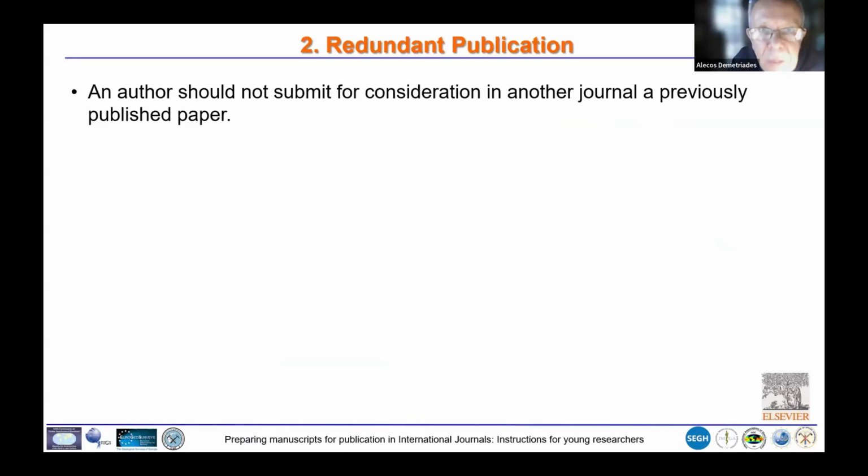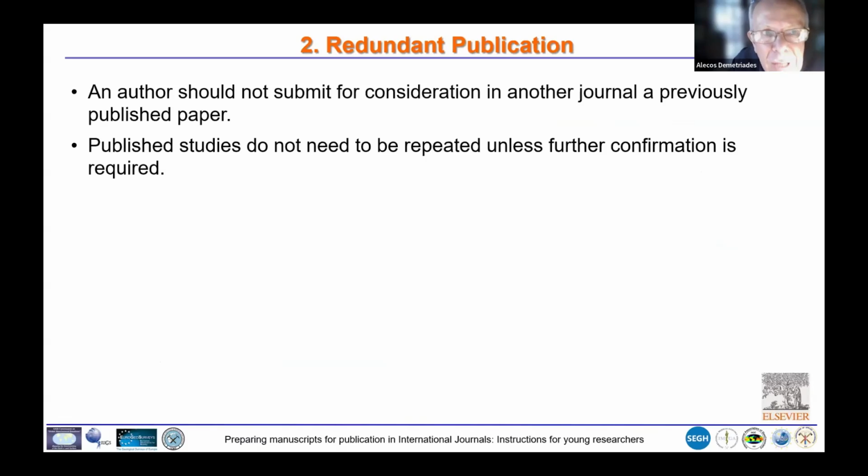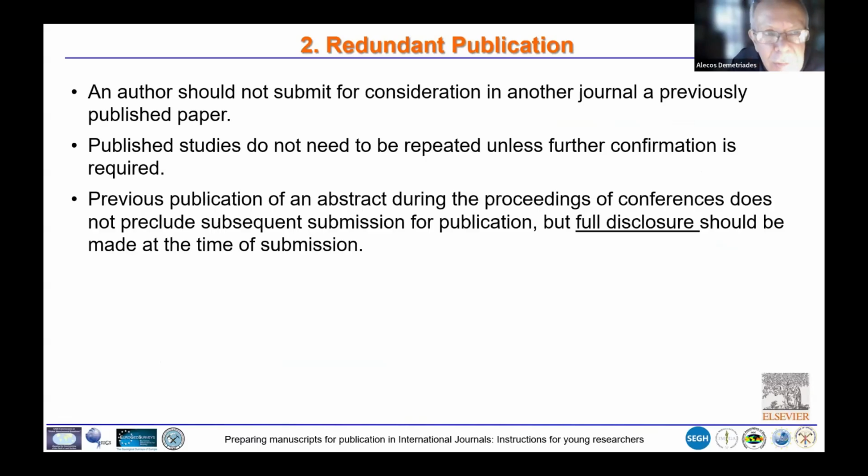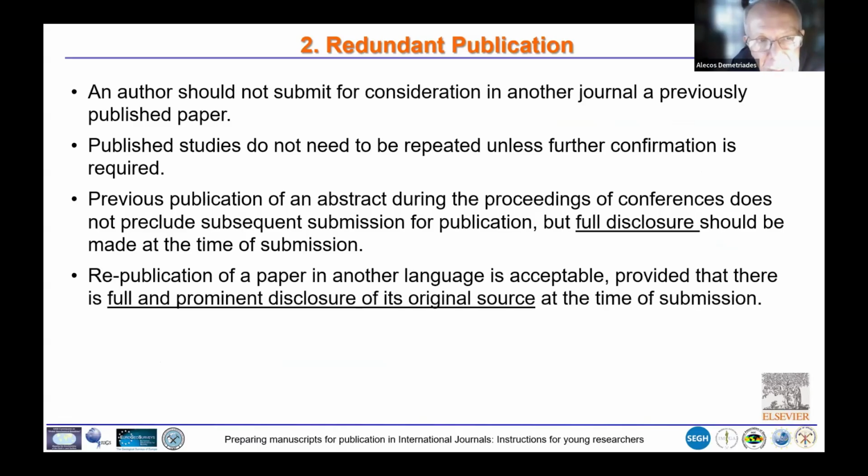Redundant publication. An author should not submit for consideration in another journal a previously published paper. This is completely wrong and unethical. Published studies do not need to be repeated unless further confirmation is required. Previous publication of an abstract during the proceedings of a conference does not preclude subsequent submission for publication, but full disclosure should be made at the time of submission.